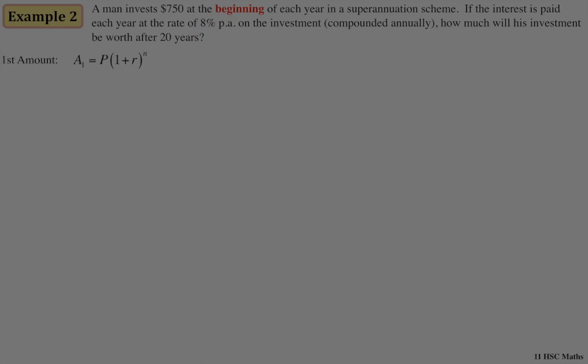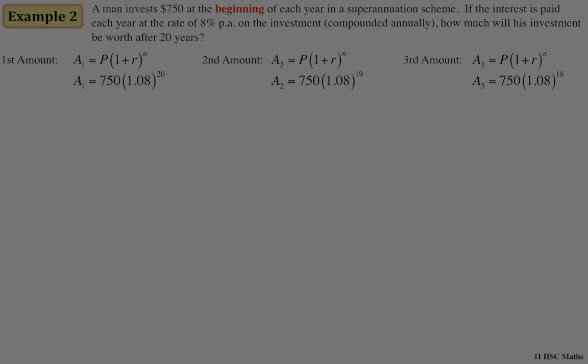So the first amount will be $750, 1.08 when we add the 1 and the 0.08, to the power of 20, because he's putting this in for 20 years. The second amount, $750 again, 1.08 again, but he's only getting 19 years worth of interest on that second amount of money. The third amount, $750 again, 1.08 again, but now he's only going to earn 18 years worth of interest. We didn't calculate those amounts because we're just looking for patterns here. Let's keep continuing all the way up to the 20th amount.